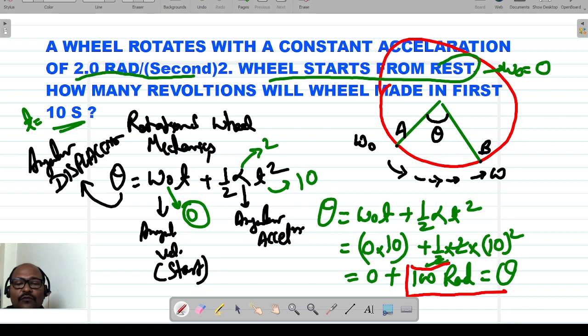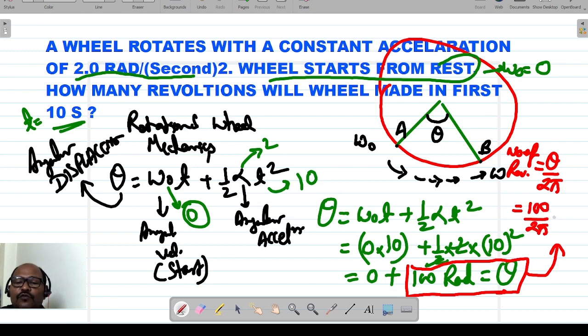Now we are going to calculate the number of revolutions. How will we calculate it? The number of revolutions will be equal to theta divided by 2 pi, because in one cycle we complete 2 pi radian. So theta by 2 pi will be equal to 100 by 2 pi. When we calculate this, we'll get around 16 revolutions.